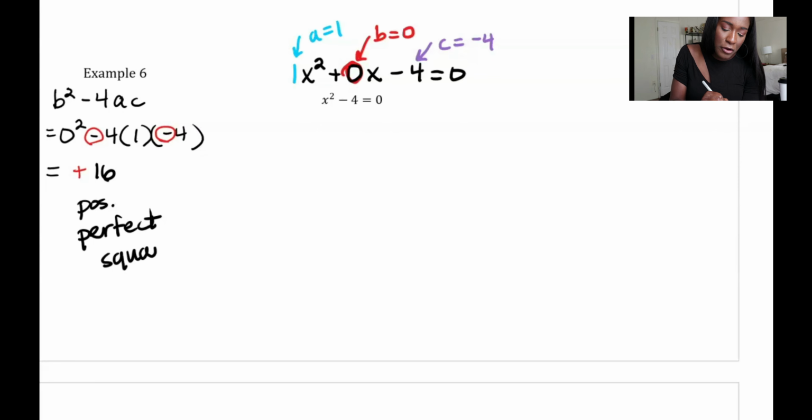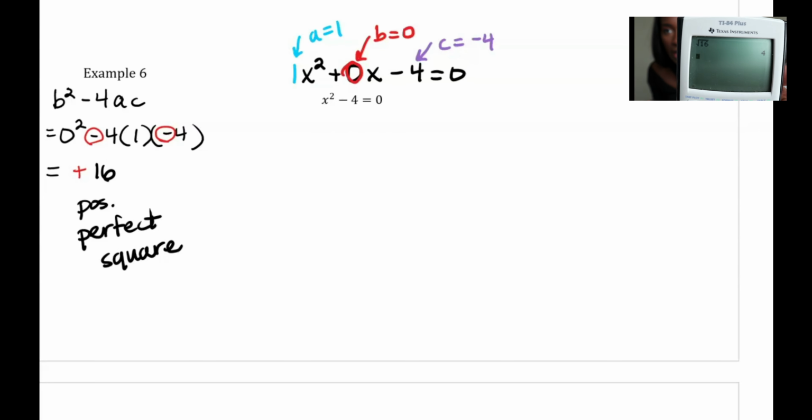And by the way, if you're ever going through these problems and you're not sure whether or not your number is a positive perfect square, just put it in your calculator if you can. So for example, when I put the square root of 16 in my calculator, I don't know if you can see that, you get 4.